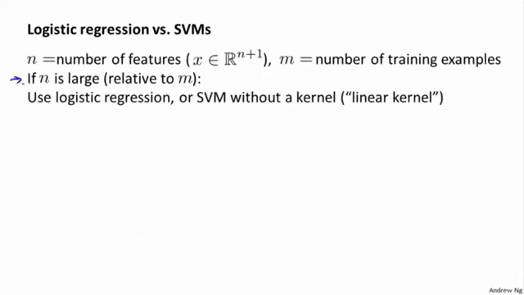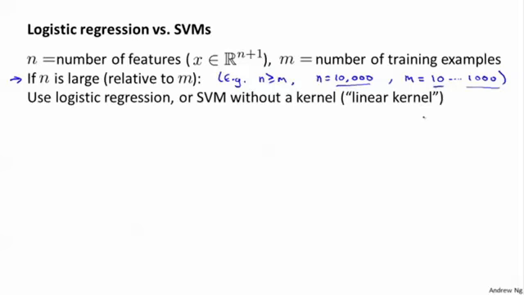Well, if n is large relative to your training set size, for example, if the number of features is much larger than m, and this might be, for example, a text classification problem where the dimension of your feature vectors is maybe 10,000, and your training set size is maybe up to 1,000. So imagine a spam classification problem, where you have 10,000 features corresponding to 10,000 words, but you have maybe 10 training examples or maybe up to 1,000 examples.